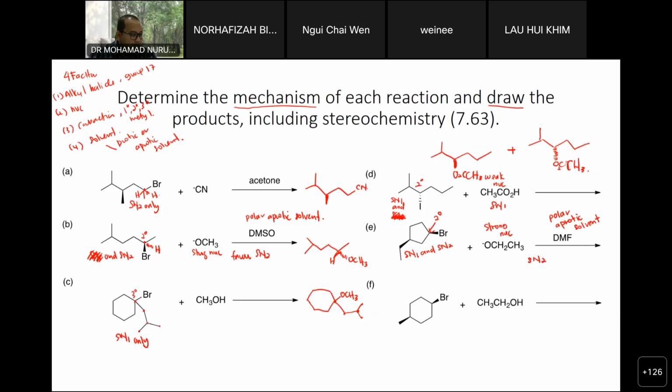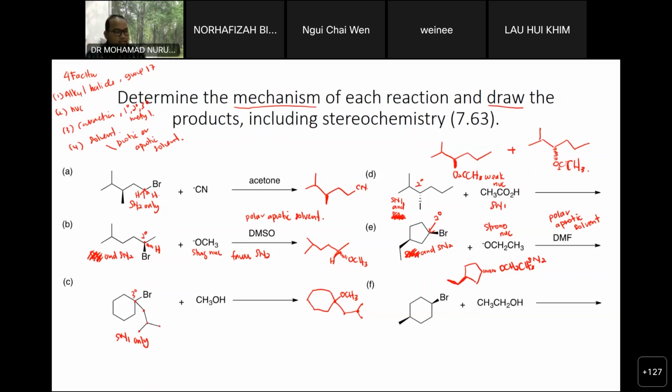Because this is an SN2 reaction, SN1 is not involved. So the product will be, sorry, I'm withdrawing here, I don't have enough space. The product will be a 5-member ring, not a 6-member ring, so be careful. This will be inversion of configuration. So there will be OCH2CH3. Don't forget to draw with the correct configuration. I hope it's clear.